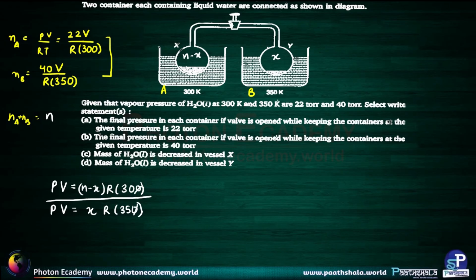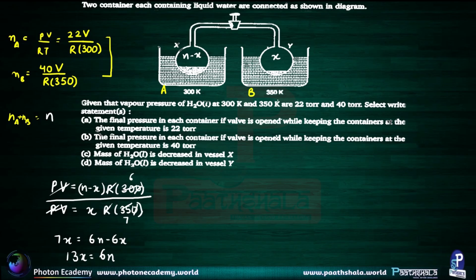This gets cancelled. Here comes a 6, here goes a 7. R gets cancelled and PV gets cancelled. So 7x is equal to 6n minus 6x, 13x is equal to 6n. Fine. So x is basically 6 divided by 13 n, and therefore n minus x will be 7 divided by 13 n. So these many moles remain in container A and container B.